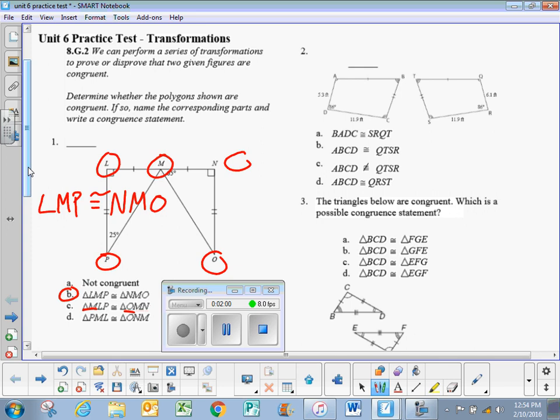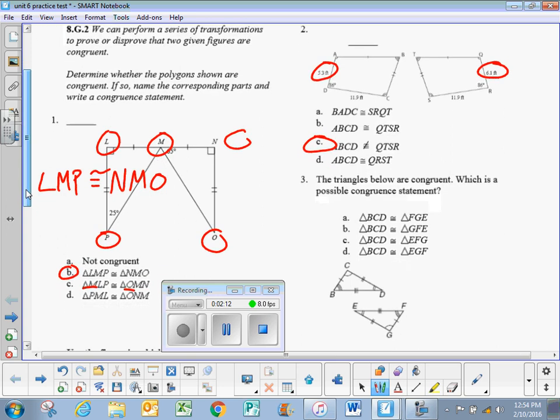Everything is congruent on this picture, but if you look closely, these sides are not congruent, so therefore, those are not congruent. Okay? Everything else, corresponding parts are equal except for that one little part, so they're not congruent.